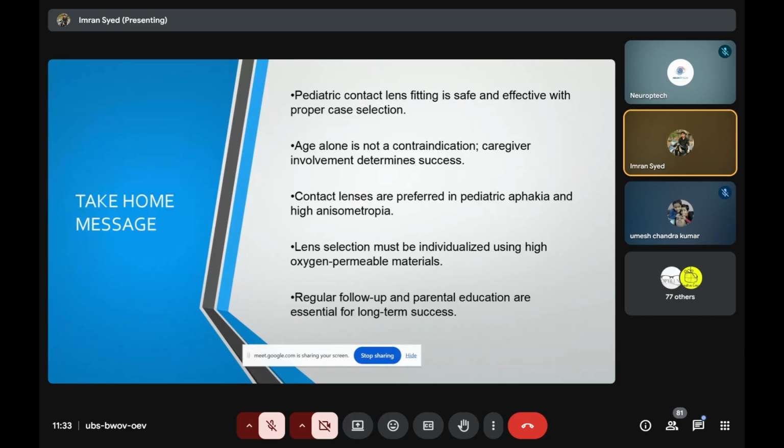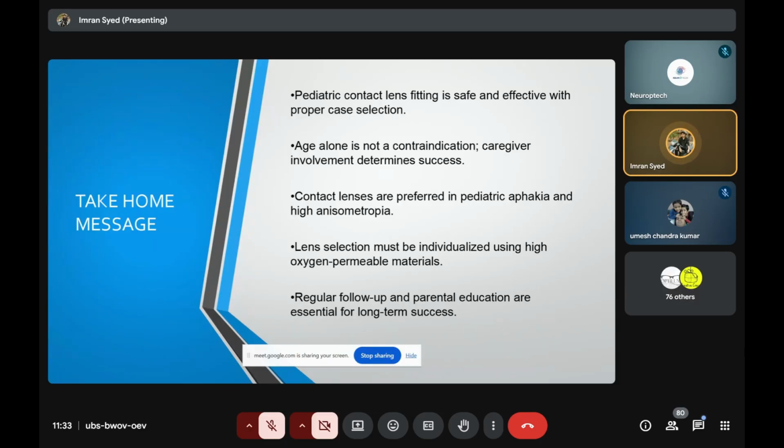So the take home message is that pediatric contact lens fitting is safe and effective with proper case selection. You have to see in which case the contact lenses can be beneficial, and in which case they are not. Age alone is not a contraindication. As I've said earlier, age is not the priority here. The ocular condition is the priority.